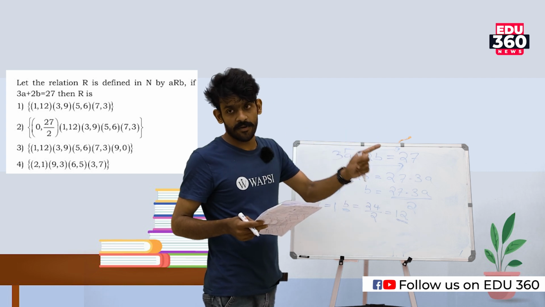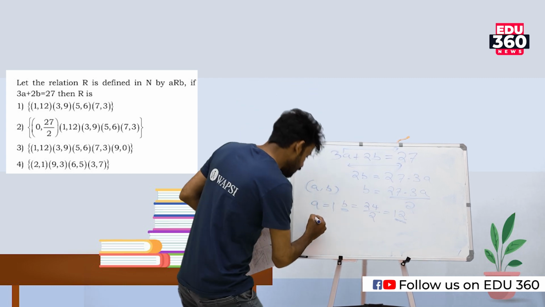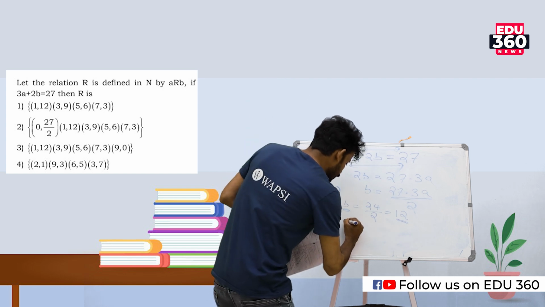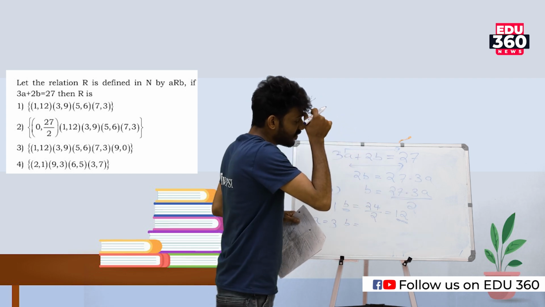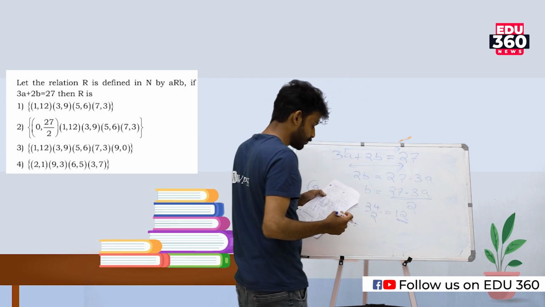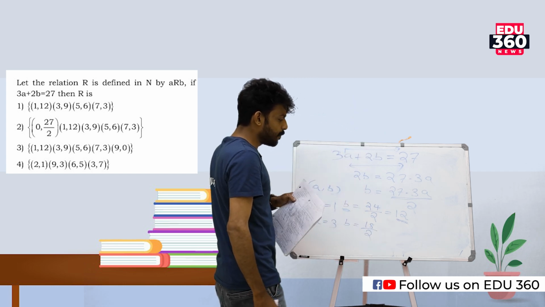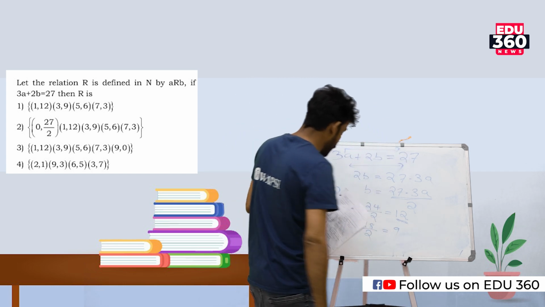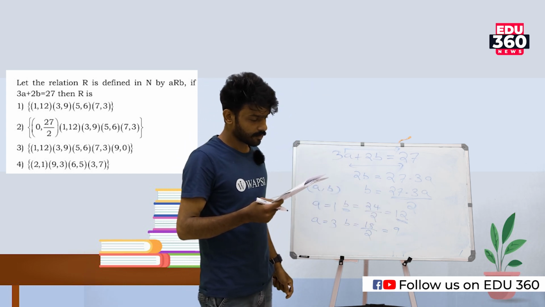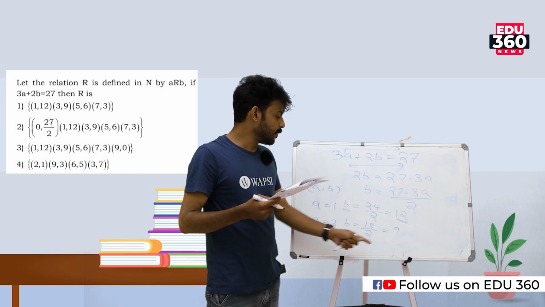Yes, we are considering the first option. If A is equal to 3, what will be the value of B? Just substitute the value of A is equal to 3 here. So B is equal to 18 divided by 2, so the value will be equal to 9. So if A is equal to 1, B is equal to 12, and if A is equal to 3, B is equal to 9.